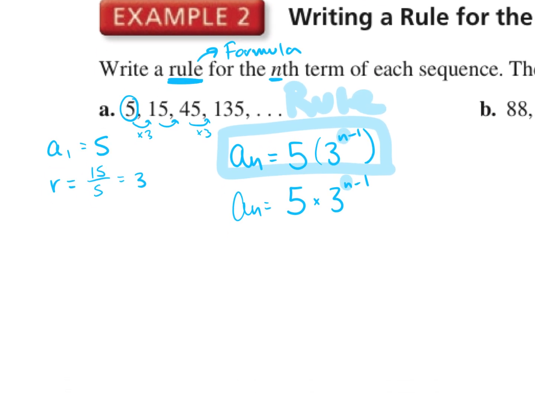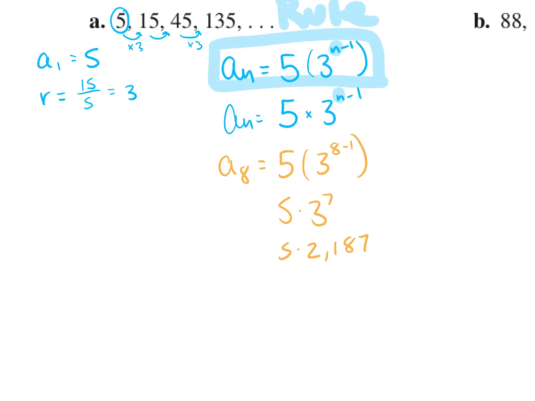Now to find a sub 8, what do you think I need to do? Plug in 8 to n. So I have 5 times 3 to the power of 8 minus 1. So 5 times 3 to the power of 7. You can use your calculator for this. So 3 to the power of 7 would be 2,187. And then we still have to multiply that times 5. So a sub 8 is 10,935.